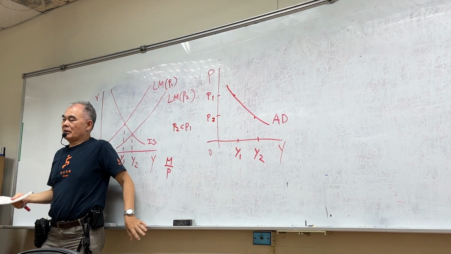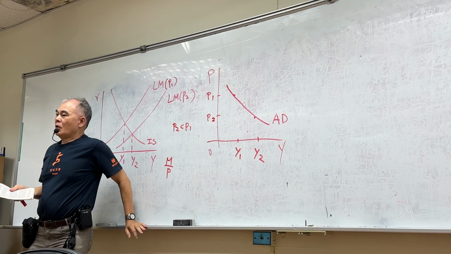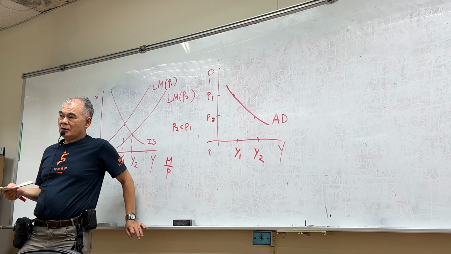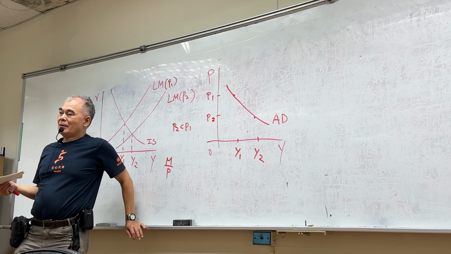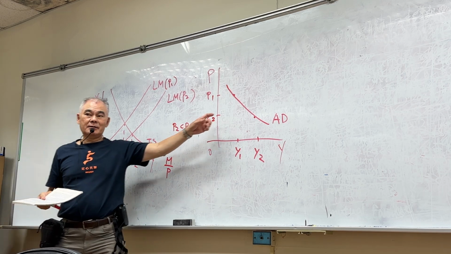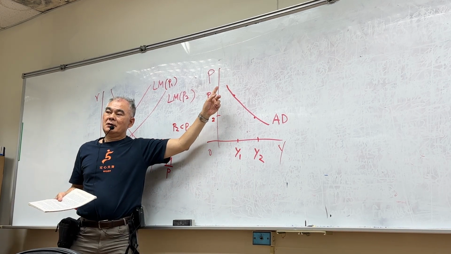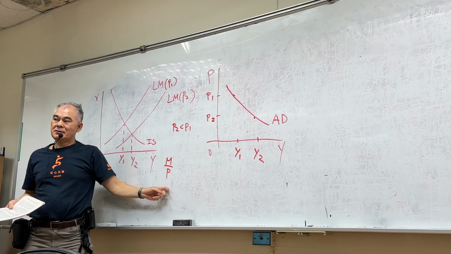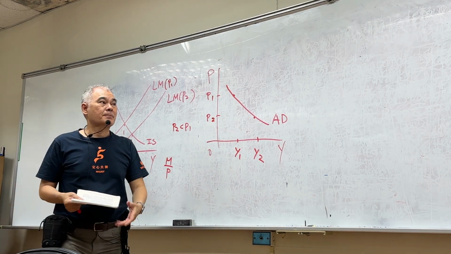That's the same thing that we mentioned before. For ordinary demand for goods or services, it means your marginal utility is going down. But for aggregate demand, the reason the slope is negative is because of what? Real money balance. Okay, real money balance.